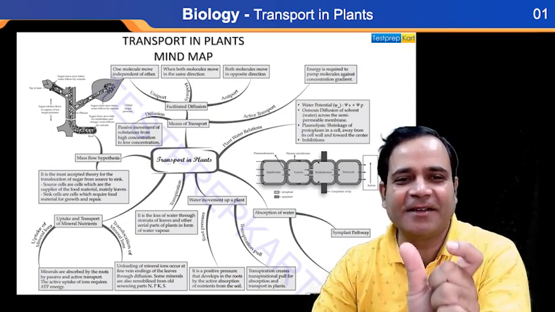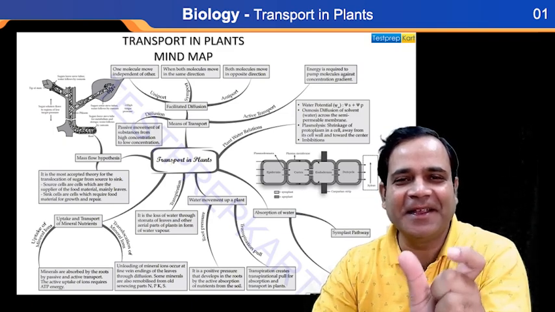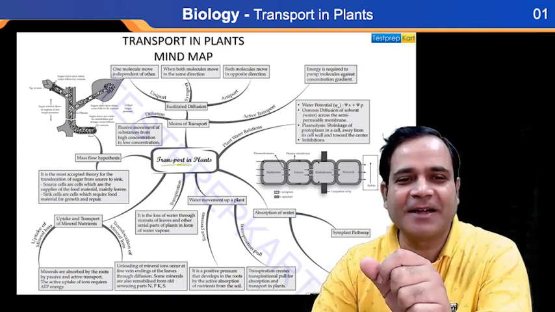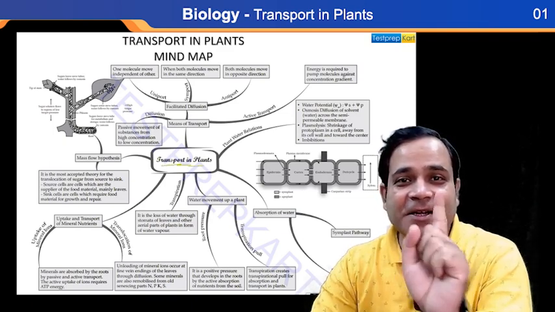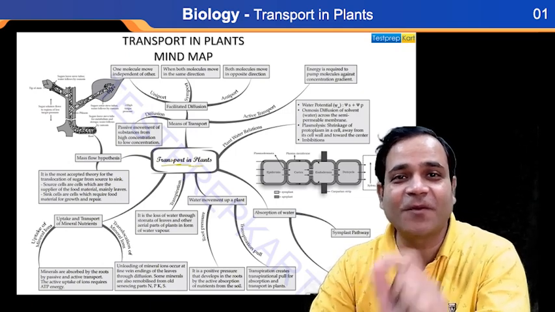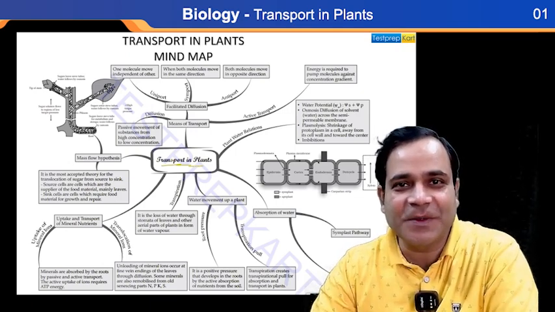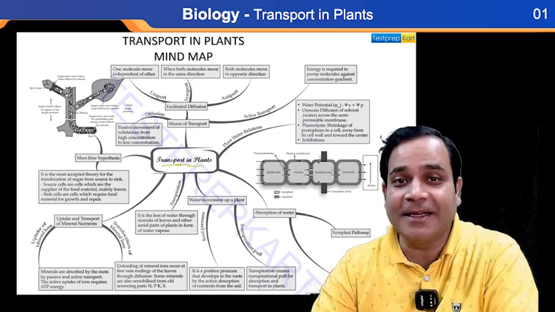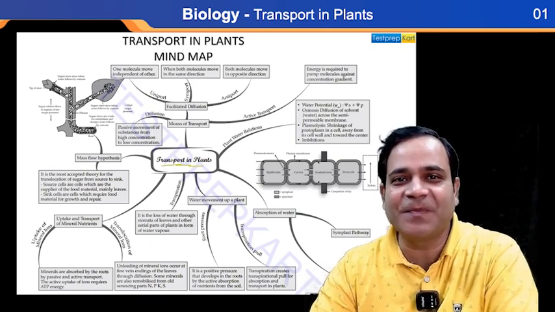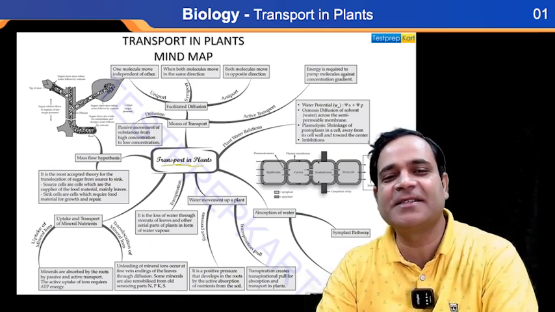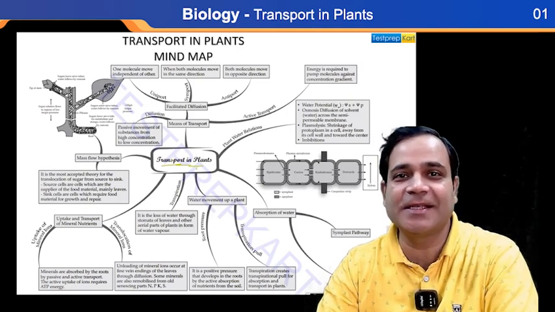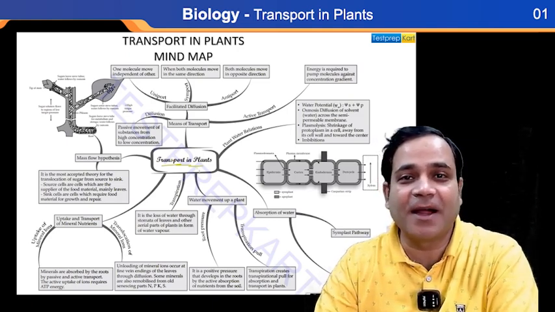What is written in the middle, center, my dears? Yes, it is transport in plants, not transport in animals. Transport in animals needs what? A circulatory system. Yes, you are right, a circulatory system. But there is no circulatory system in plants, my dear.